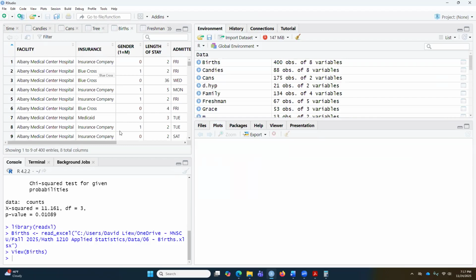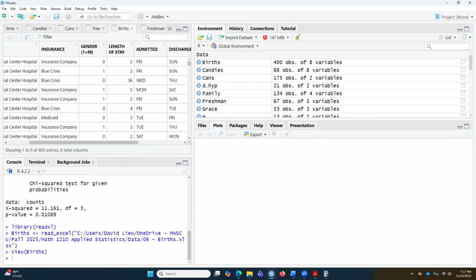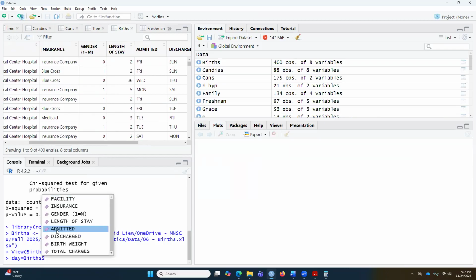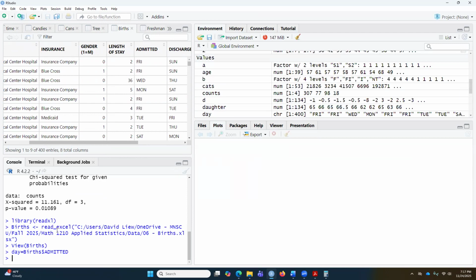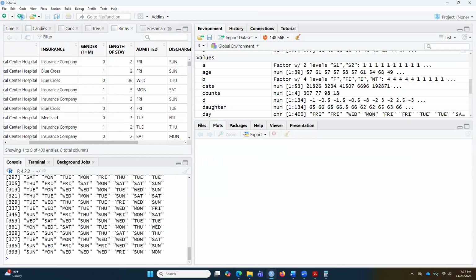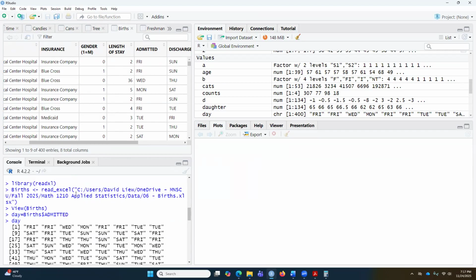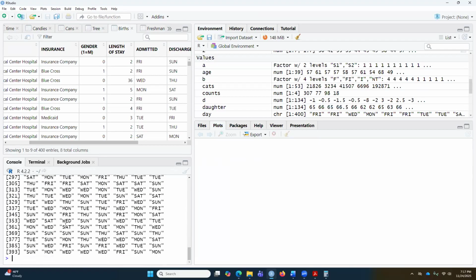birth in this case. Again, we are only doing admitted. So I'm going to put a variable for it. Let's say days. If you want, admitted days equals to birth, dollar sign admitted. Okay. So now if you type in days, these are all the days that the moms got into the hospital. Now I'm not going to call you to tally up how many Fridays, how many Wednesdays, how many Mondays, and so on. So in order for you to tally up, you just do the table in this case.